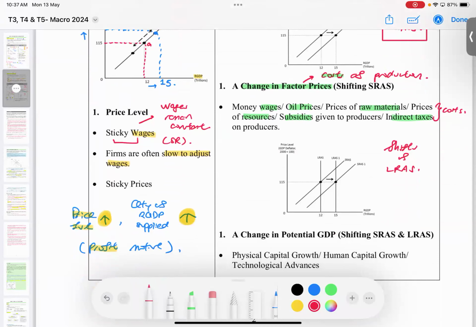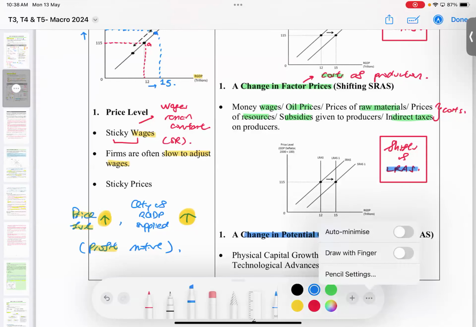Okay, now what will shift the LAS curve? Remember I said the LAS curve is your potential GDP of the economy, your potential capacity, right? So when I use the word LAS, that means I'm referring to the potential capacity of the economy. As long as there are some factors that result in a change in the potential GDP of the economy, it will shift the LAS curve.